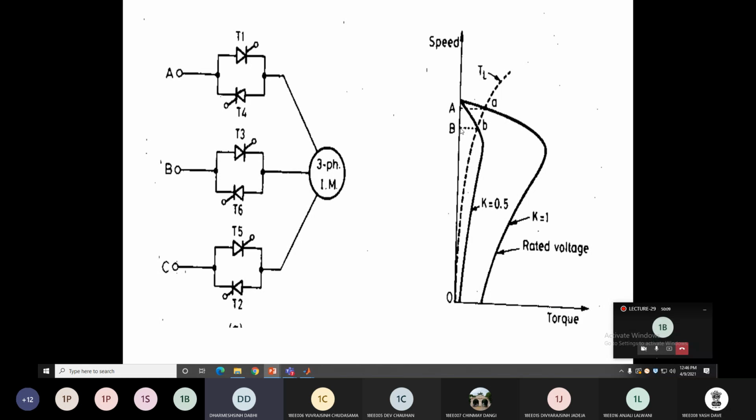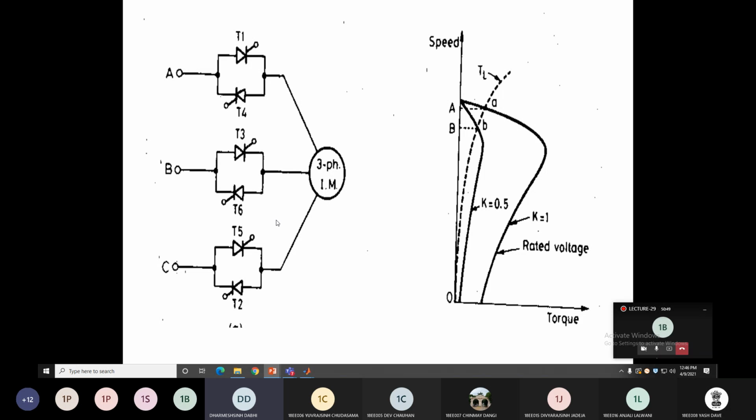So at point B, you can see that speed is reduced as compared to point A, because the x-axis there is a speed axis. So as compared to point A, the speed at point B is less. It means that at the reduced voltage, you can get the reduced speed. So depending upon the requirement of the speed, you change the voltage by using this controller, so that you can get the required speed of the three-phase induction motor. So this is the basic concept of stator voltage control. By changing the voltage, you can control the speed of the induction motor.